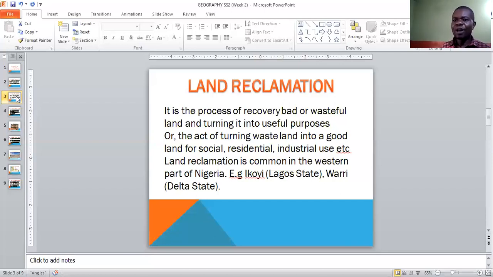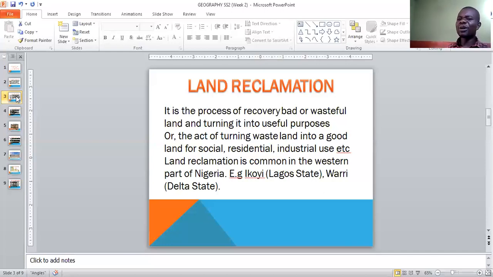In Lekki these days, or Badagry area, you see many buildings on lands that were waste or useless before. Companies buy the lands, especially those that have been taken over by water. Water will occupy the place and then persons will buy the land and begin to fill it and do other things in that area. And so the land becomes useful. It could be social, residential, industrial and so many other reasons. We will come later to the reasons for reclaiming land.